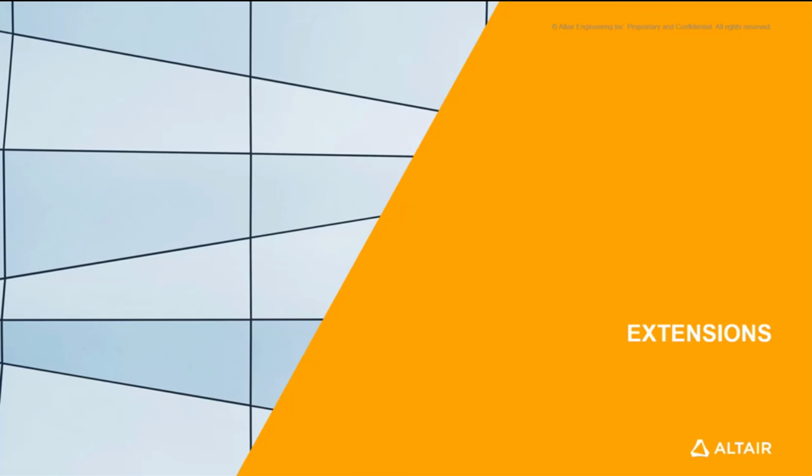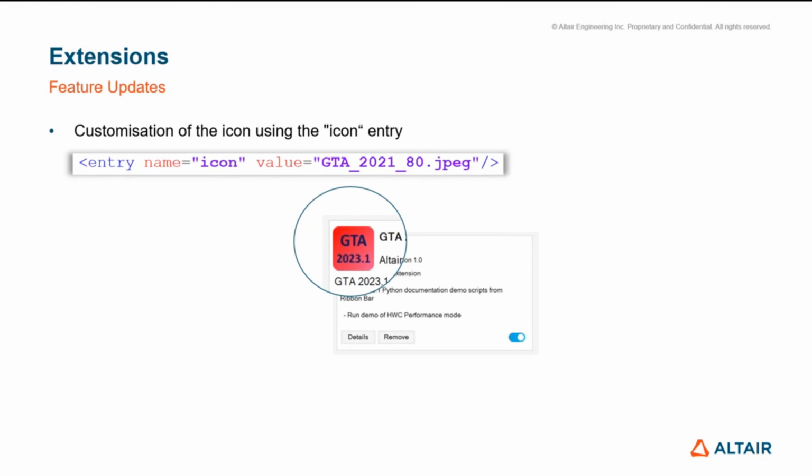Second item on our agenda today are extensions. A few minor updates coming in 2023.1. Let's start with the ones related to icons. So for an extension package, as an author of an extension, you can customize it a bit further, and you can give it your own flavor and create a custom icon. So in the extension.xml file, you can add an extra entry called icon. And on this little screenshot here, you can see that the GTA 2023.1 icon was specifically created for this extension that Stefan will use later on during today's webinar.